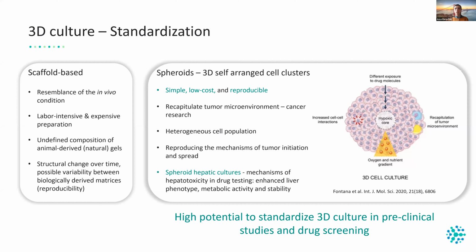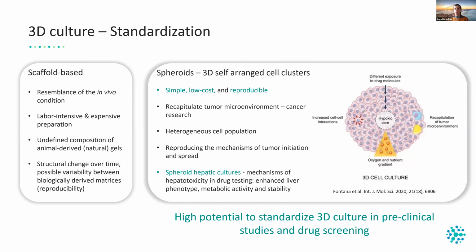Spheroids, in comparison, are 3D self-arranged cell clusters. Spheroids are simple to make, they are not expensive, so they are very cheap, and they provide reproducible data.